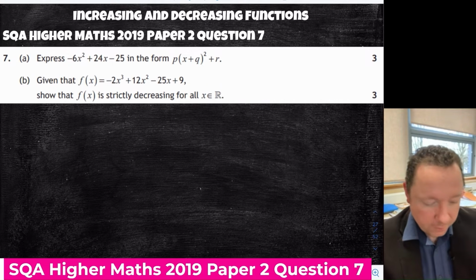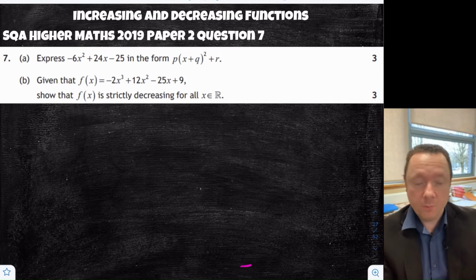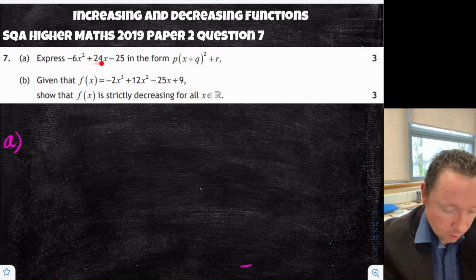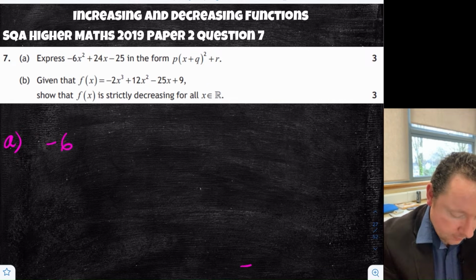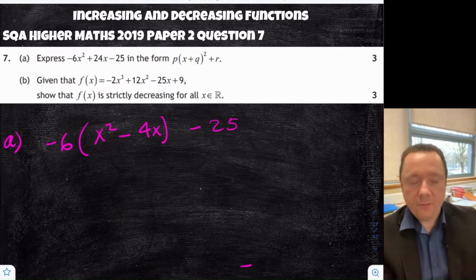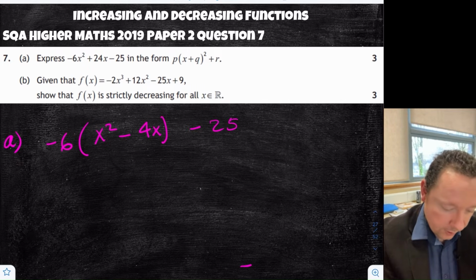Express this in the form p(x plus q) squared plus r. Now let's complete the square. So for part A, if we look at these two, we can take minus 6 out as a common factor. So we get minus 6, and we get x squared minus 4x. Minus 6 times minus 4 is plus 24. Take away 25, sitting on the end, and then we just complete the square the normal way on this term.